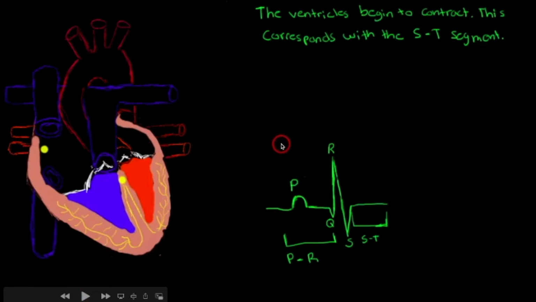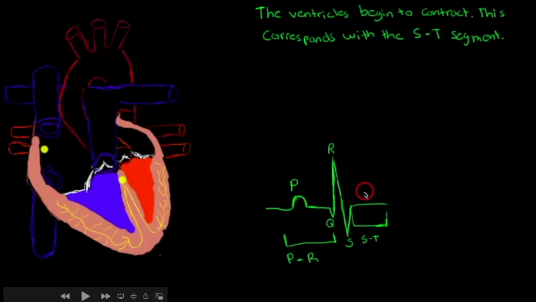So once the ventricles depolarize, they start to contract. So now the whole ventricle, both of them, are squeezing together, contracting as a unit, which will eventually build up the pressure within the ventricles and then allow for blood to go into the pulmonary trunk and the aorta. So when the ventricles begin to contract on the EKG, this corresponds to the ST segment.